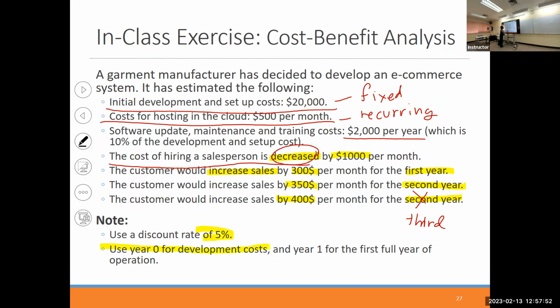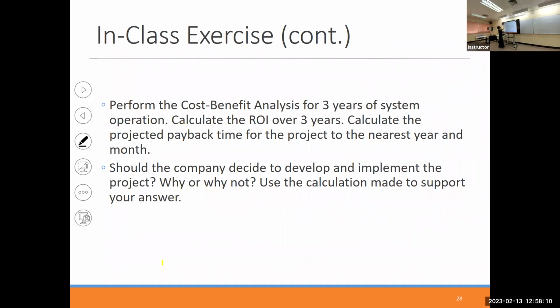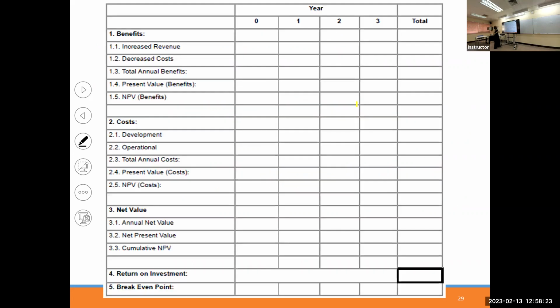Year 0 is for development cost. Year 1 is the first full year of operation. That means start using the system, start gaining the increased revenue and decreased personnel costs and so on. Okay, so what you may need to do in this exercise is to make a cost benefit analysis of 3 years, okay, and use the 5% discount. And you can use this kind of template to practice.